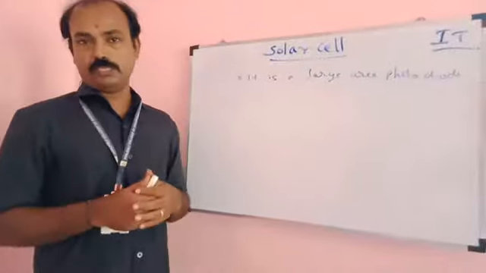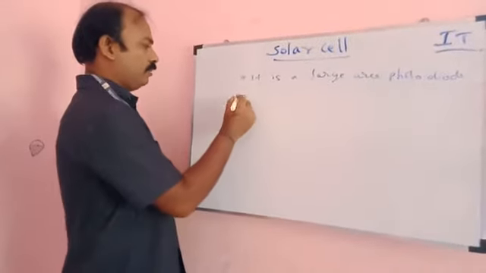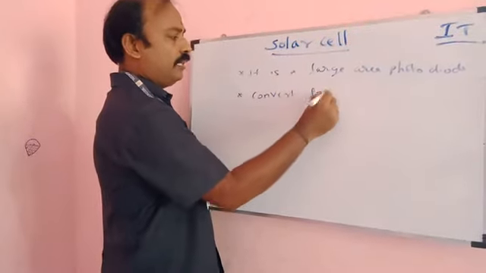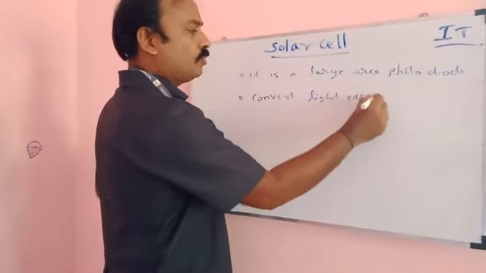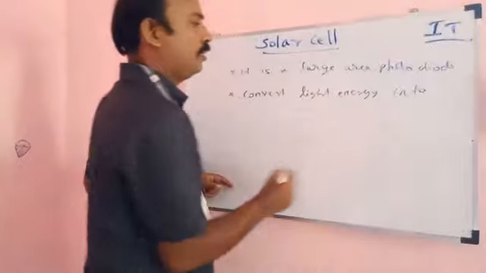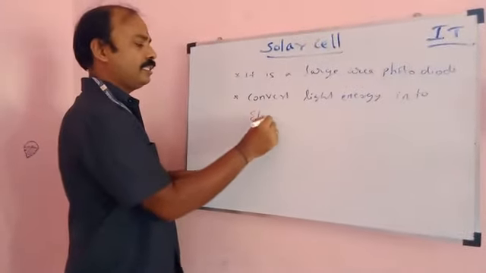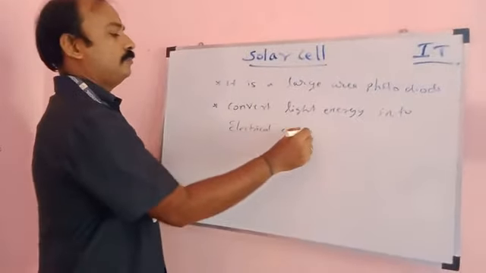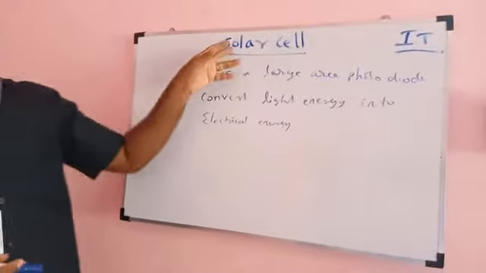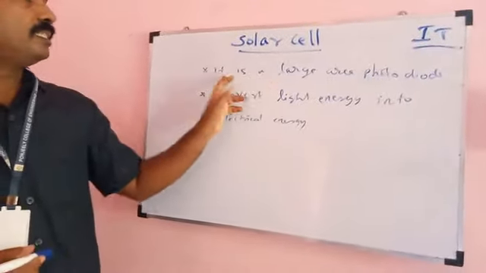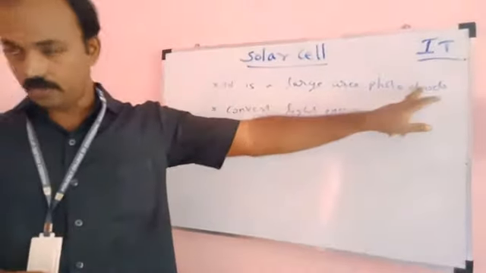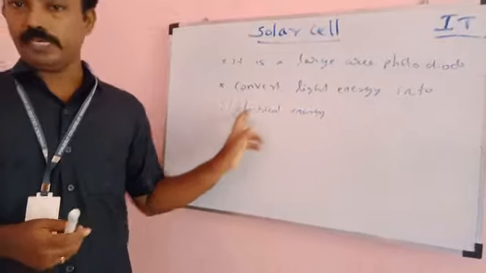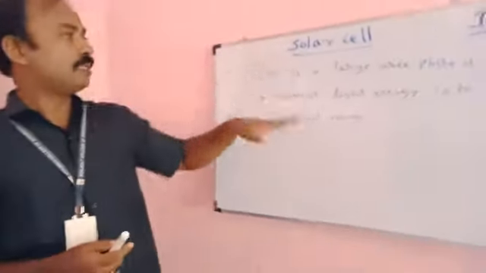The second one is that it converts light energy into the corresponding electrical energy. So a solar cell is a device, or a large area photodiode, that converts light energy into electrical energy. So this is about the solar cell.